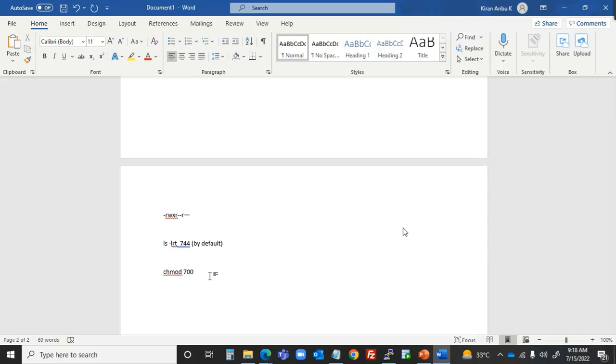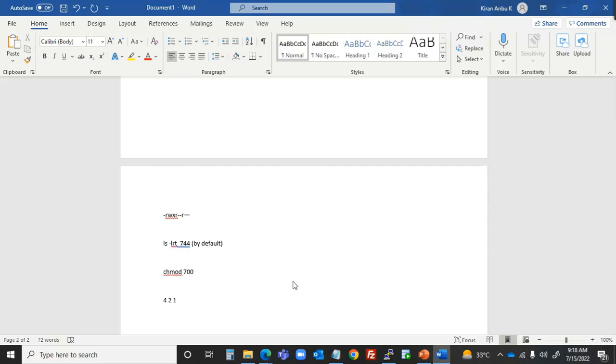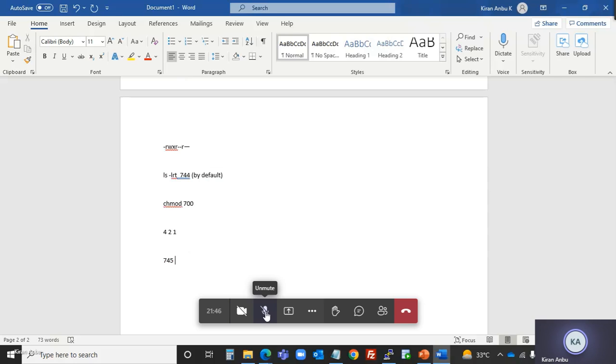Understood? So if I give one number, from this you have to understand that it is only 4 2 1, only three numbers, and you have user, group, others. So if I give one number, from this you have to give some explanation. So 745 means you have to calculate: for user all permissions are there, for group only read permission is there, for others read and execute is there. Like this you have to calculate and explain in that way.